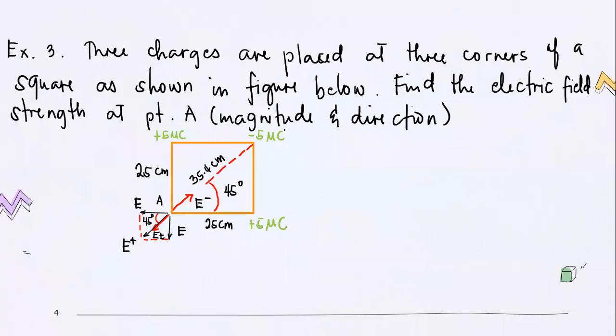Okay, now the 3 charges are placed at 3 corners of a square as shown in the figure below. The given charges are 5 microcoulomb, negative 5 microcoulomb, and positive 5 microcoulomb. Find the electric field strength at point A, magnitude and direction. Okay, given is the side of the square, which is 25 centimeters. Now we have the diagonal 35.4 centimeters since the side of the square is 25 centimeters. Then therefore the angle is 45 degrees.